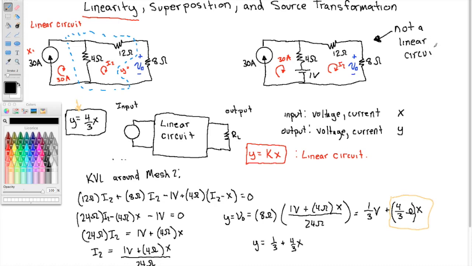Is that surprising? Well, it turns out this circuit still has some very nice properties to it. But for right now, let's discuss why this one would be a linear circuit and this one is not. So let me erase this.